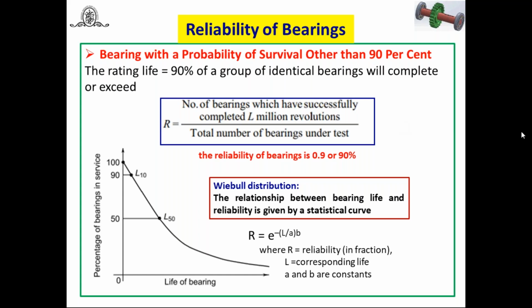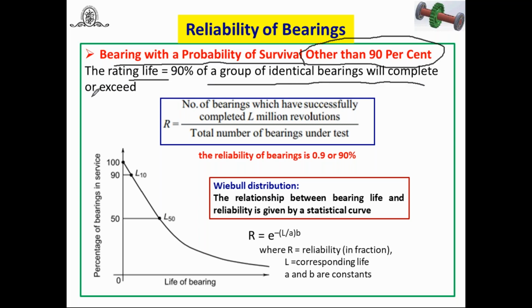That's why, in the reliability of the bearing or probability of survival of the bearing, what do you mean by reliability here? Bearing with probability of survival of 90%. Here 90% of bearings can sustain without fatigue failure. The rating life is the same one: 90% of a group of identical bearings will complete or exceed the life. That is the thing.